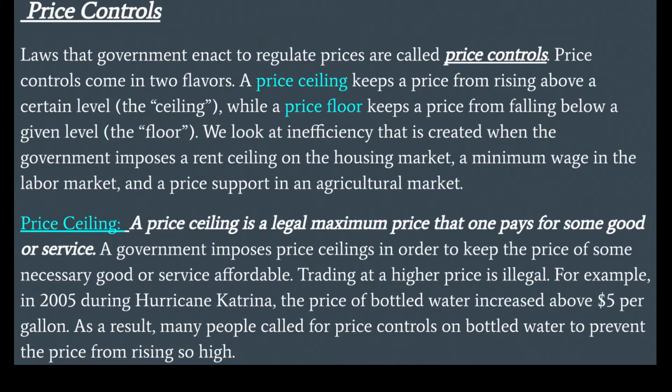Price ceiling. A price ceiling is a legal maximum price that one pays for some good or service. A government imposes price ceilings in order to keep the price of some necessary good or service affordable. Trading at a high price is illegal. For example, in 2005 during Hurricane Katrina, the price of bottled water increased above $5 per gallon. As a result, many people called for price controls on bottled water to prevent the price from rising so high.